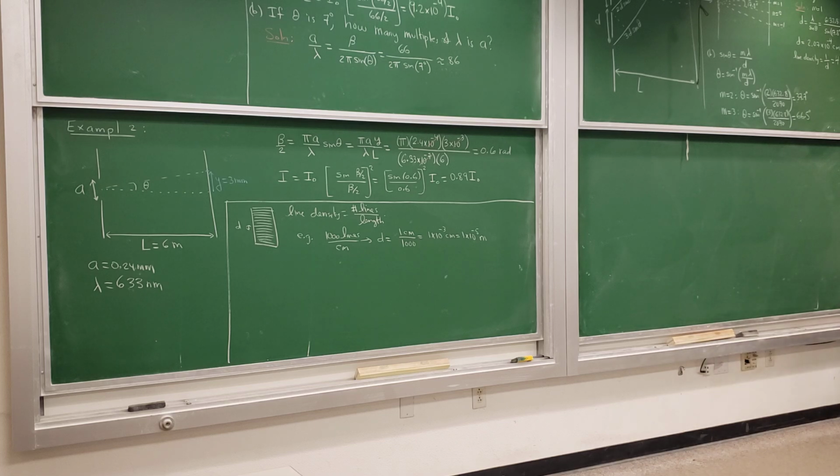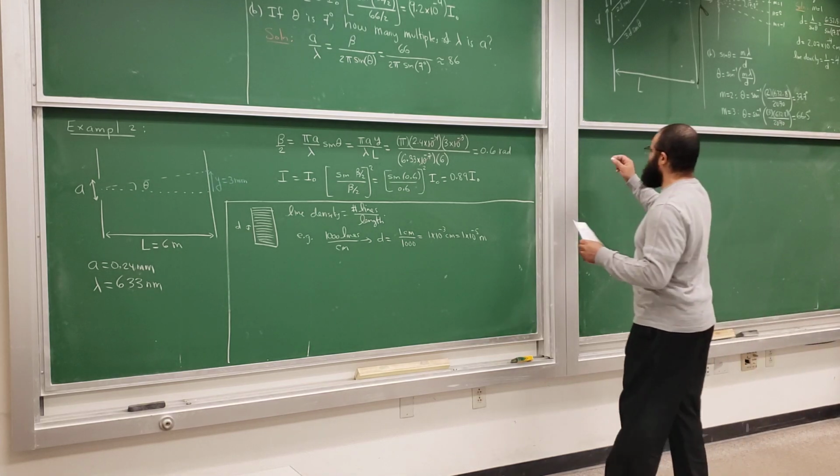Okay, I have one more for the diffraction grating. It says if a diffraction grating produces a third order bright spot for red light, yeah, let me pause it.